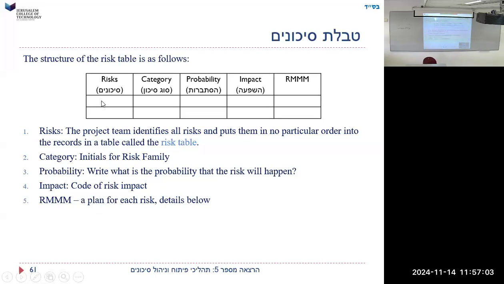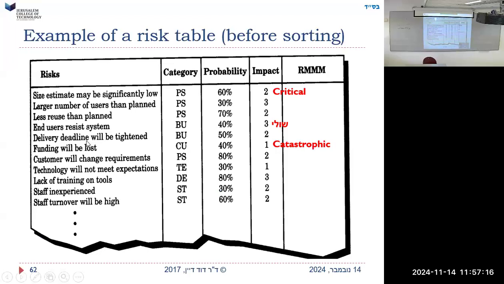So we can make a risk table. The product team identifies all risks and puts them into no particular order. The record is in a table called a risk table. Here's a risk table, a whole bunch of risks: larger number of users than planned, less reuse than planned. And we put a probability to it and we give an impact to it. Is it critical? 2 would be critical, 1 is catastrophic.